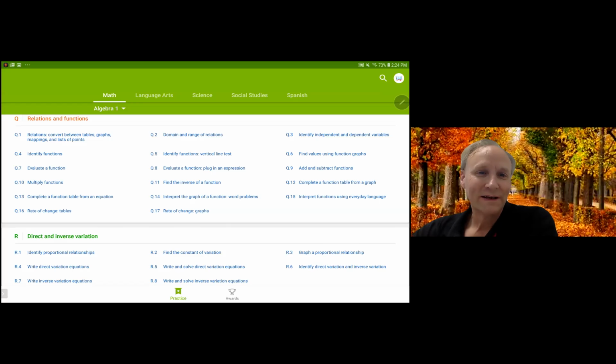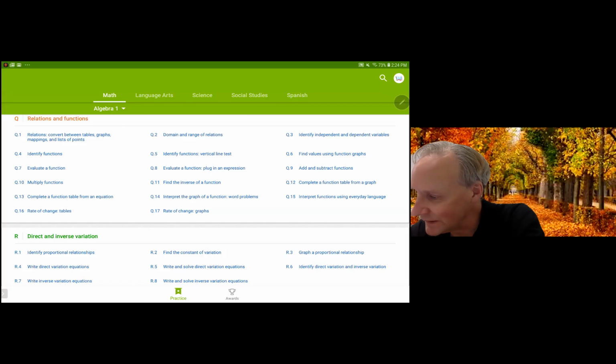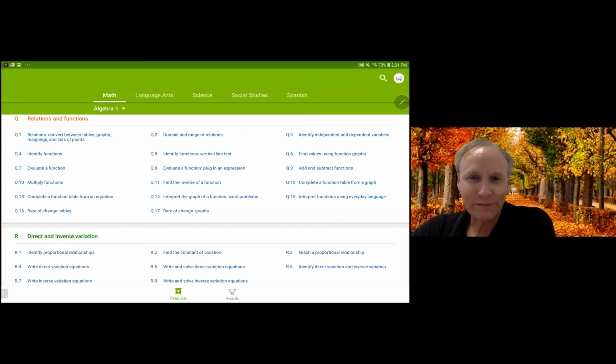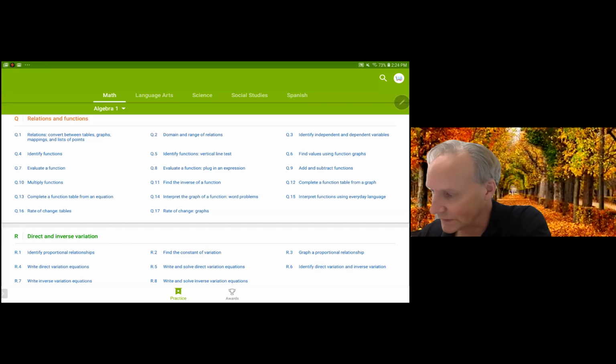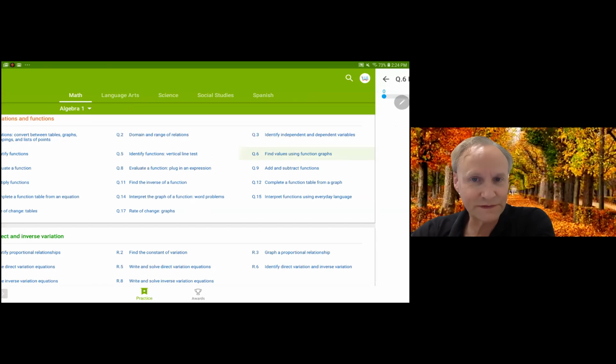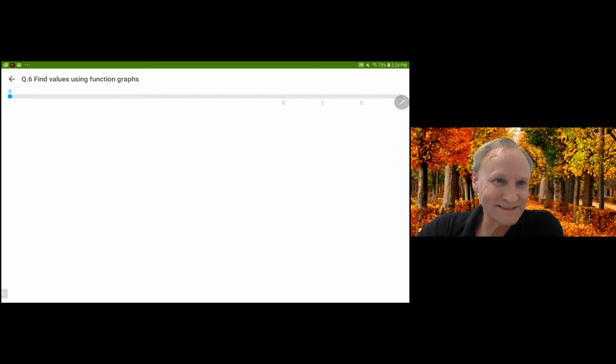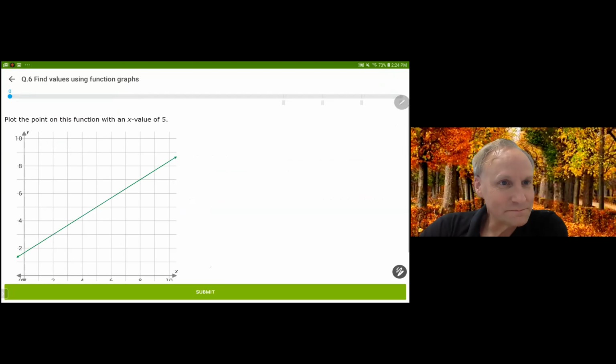Hi, everybody. We're doing Q6, which says find values using function graphs. So I'm assuming that they're going to give us a function on a graph, and we're supposed to figure out what the y values are, because that's the function values, like f of 2 or f of 3 or something. I haven't previewed it, so it's a surprise. Let's see how it looks. I hope I like it.